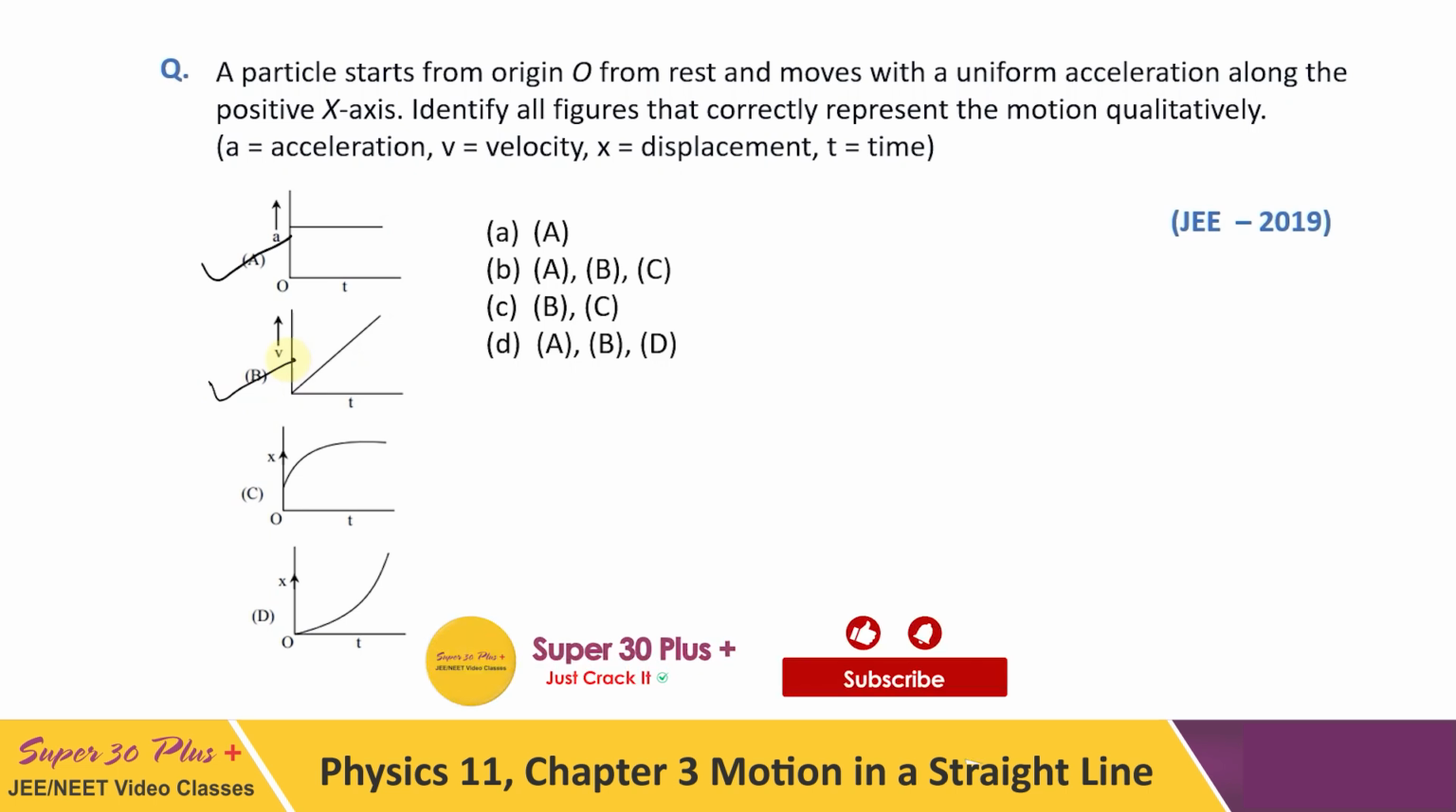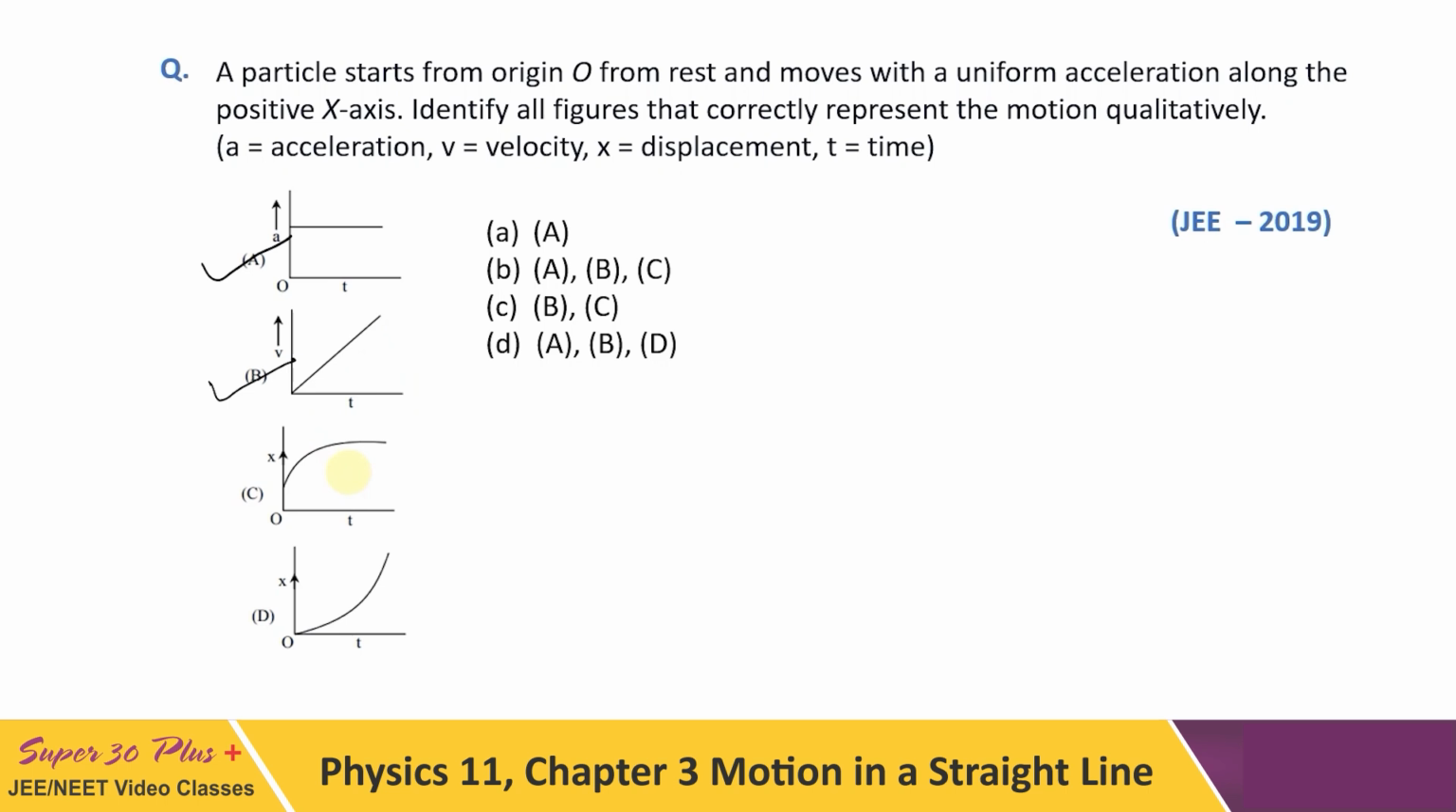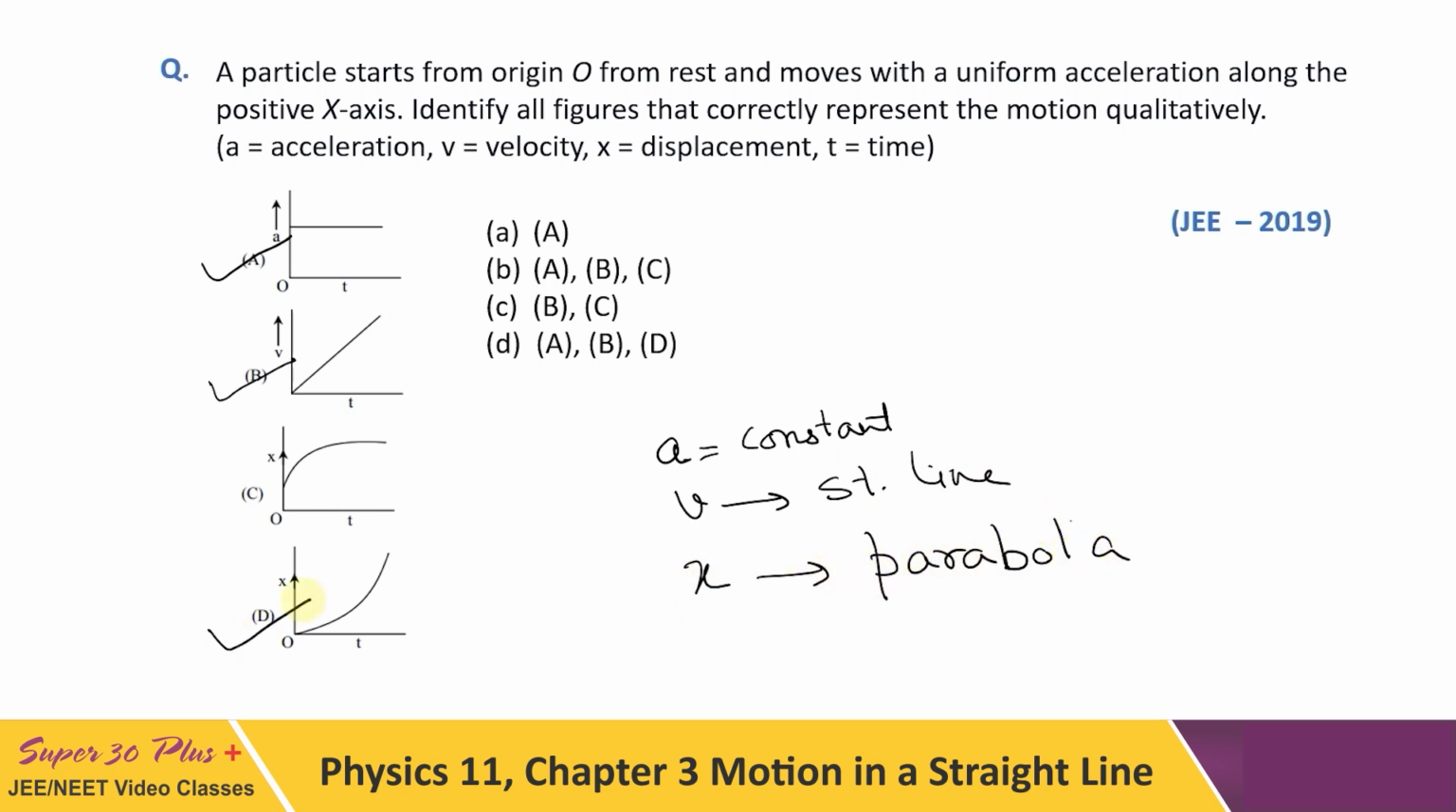Now let us see the third one. Since velocity is increasing with time, what about x versus t? Now it is saying that it starts from origin, so this third option cannot be correct. Now come to the next one. Here of course x is starting from origin, but let us see about its nature. If acceleration is constant, v has to be a straight line, and if v is a straight line, then x has to be a parabola, which we can see is all satisfied in graph number D. So A, B and D, all these three options are correct, which is option number D here.